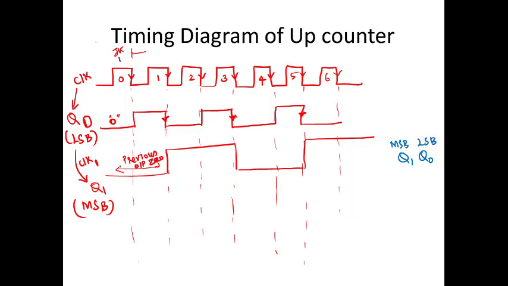So this is 0, 0. And again 0, 1. And this is 1, 0. And this is 1 and 1. So again it will go on and on. 0, 0, 0, 1, 1, 0, and then it will be here 1. So 0, 0, 0, 1, 1, 0, 1, 1. This is how this will act. Right?